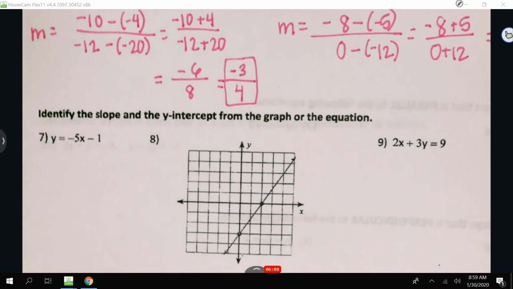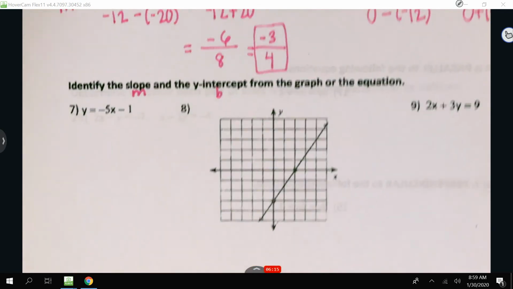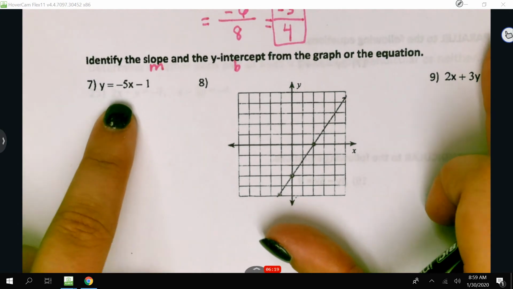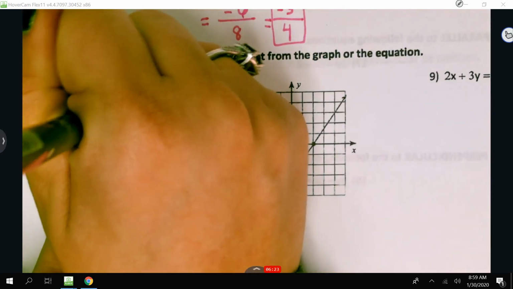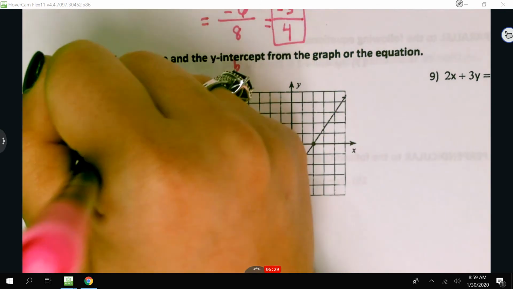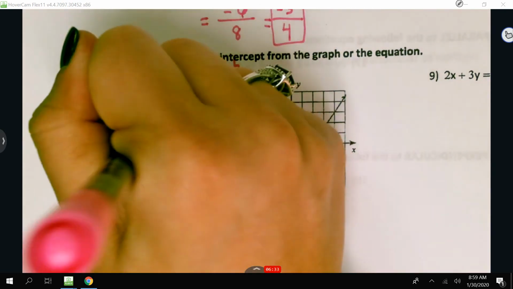All right, 7, 8, and 9, you are identifying the slope. So remember, your slope is your m, and your y-intercept is your b. So that's all you're giving me is m and b. Is this equation in slope-intercept form already? Yes. So what is my m? Negative 5. It's whatever number is with x. And then what is your b? Negative 1. This minus 1.